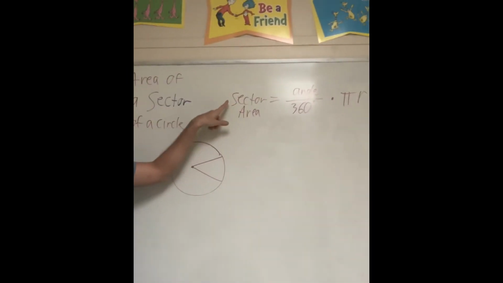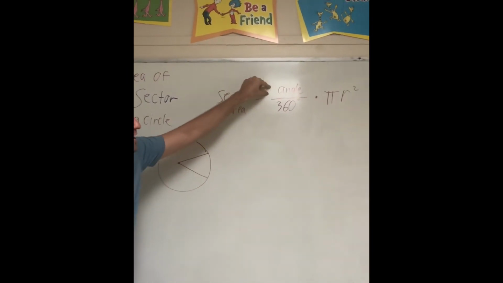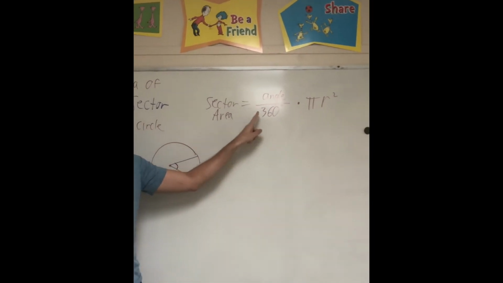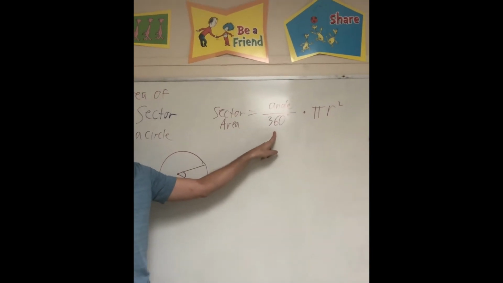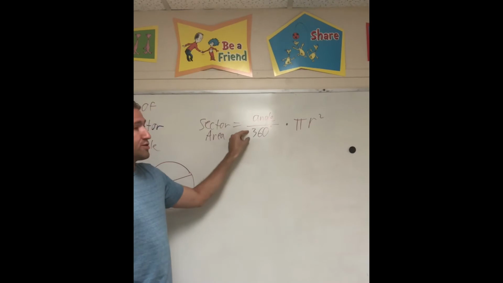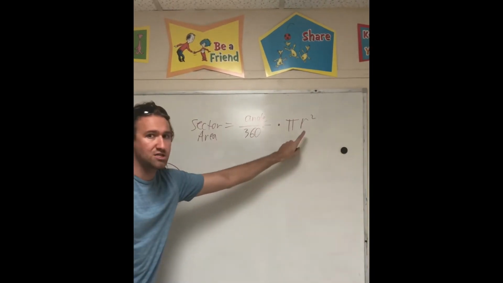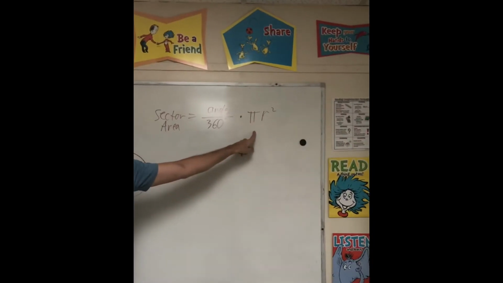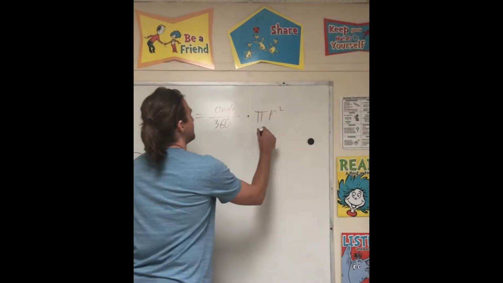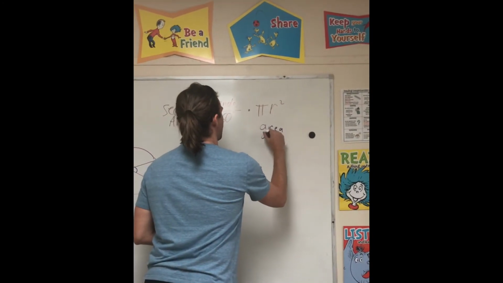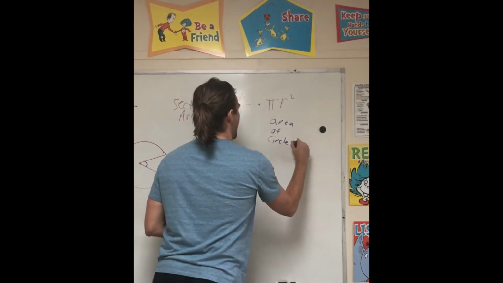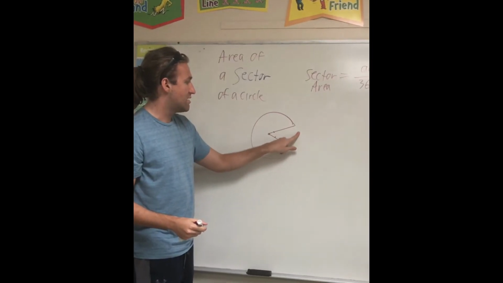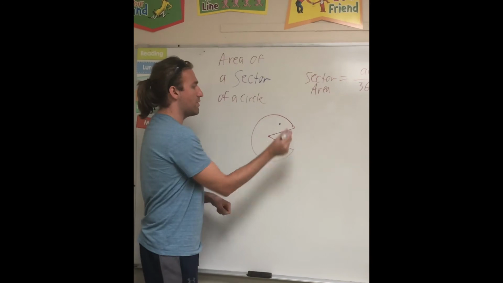So we have the sector area is equal to the angle, which would be right here, over the amount of degrees in a circle, which is 360. You all should know that by now. So angle over 360 times pi r squared. So basically, angle over 360 times the area of a circle. And if we come back over here, we can see that I can make a little Pac-Man out of my sector.